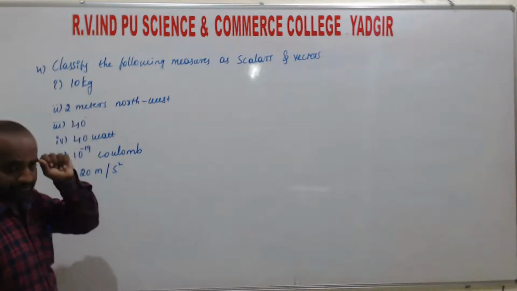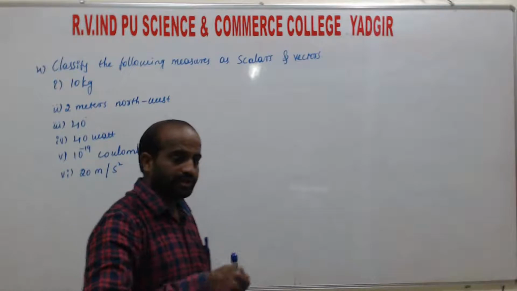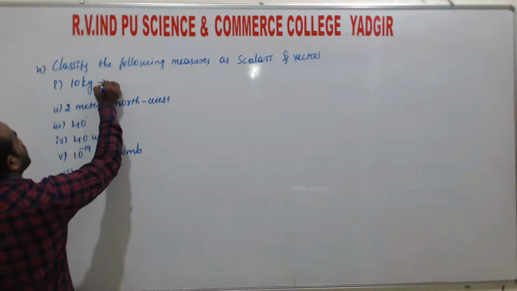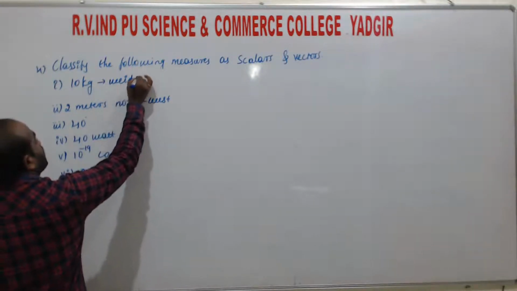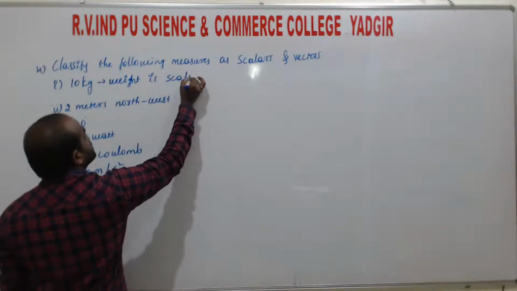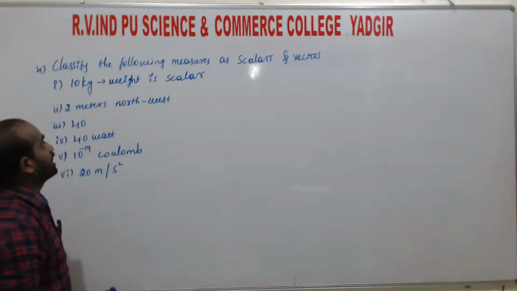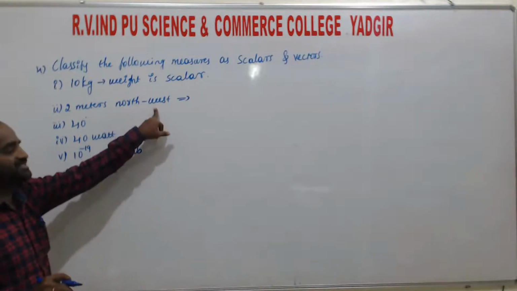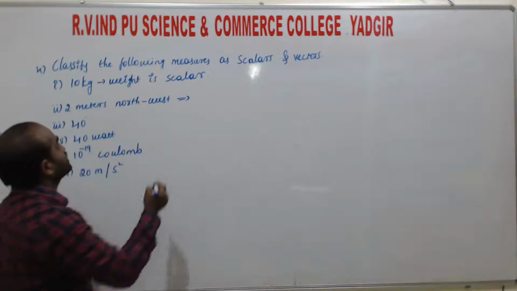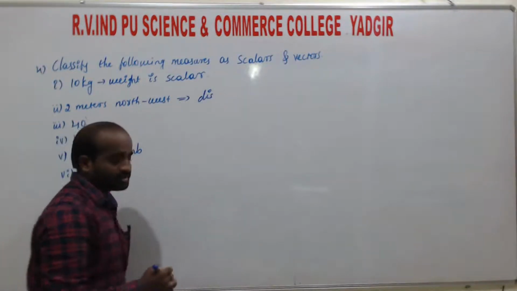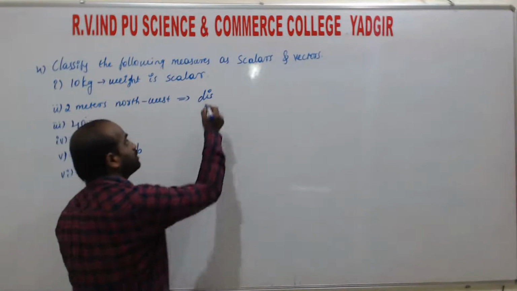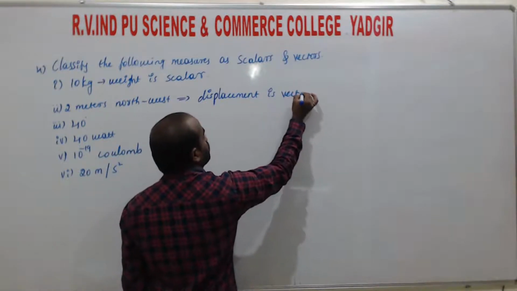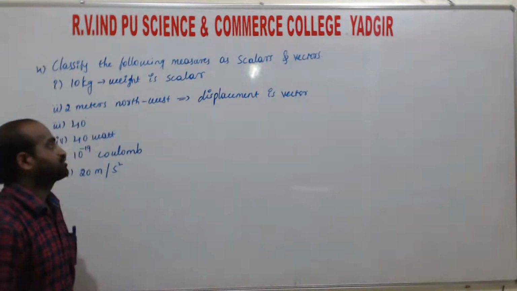Okay. First one, 10 kg. This is weight, only magnitude. This one is scalar. Weight is scalar. Okay, 10 kg is scalar. Next is 2 meters north to west. This is displacement. It involves both magnitude and direction. Displacement is vector.